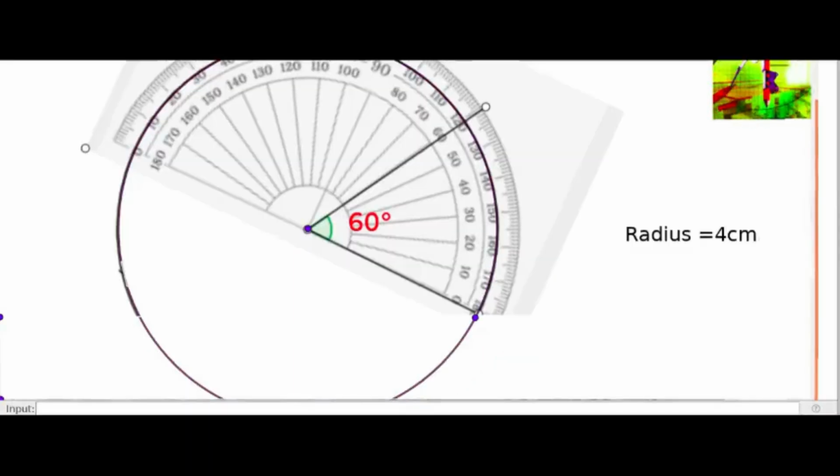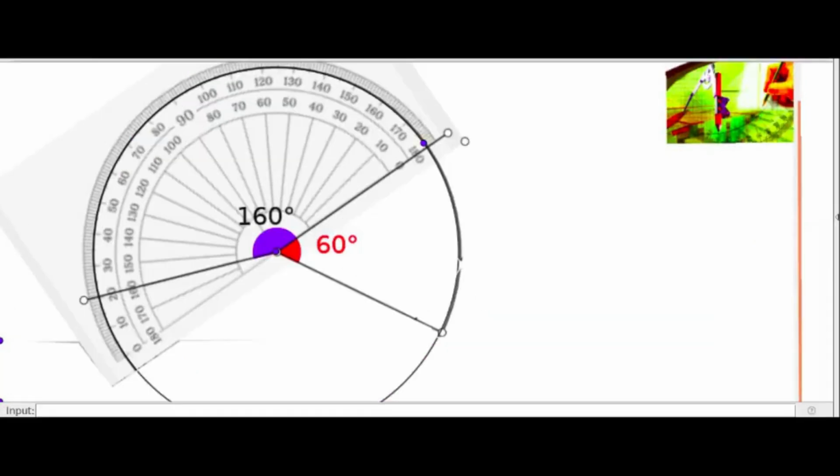Then we take a double of 30 degree, that is 60 degree. We first place the protractor as shown in the figure and mark the point. Then measure 60 degree. After that we take a double of 80 degree, that is 160 degree. Place the protractor at the center and mark 160 degree. After that, joining these lines.